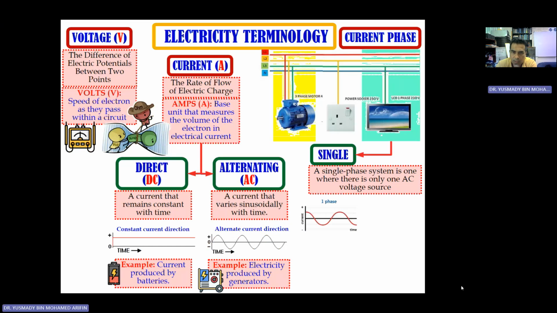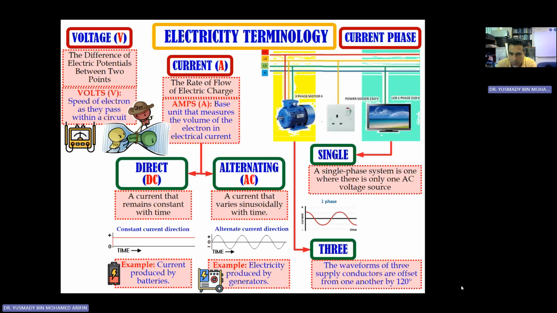However, for three phase, such as the electric motor shown in the figures, the three phase refers to the waveform of three supply conductors that are offset from one another by 120 degrees. So the figure shows the difference in terms of current fluctuation for one phase and also the three phase current.